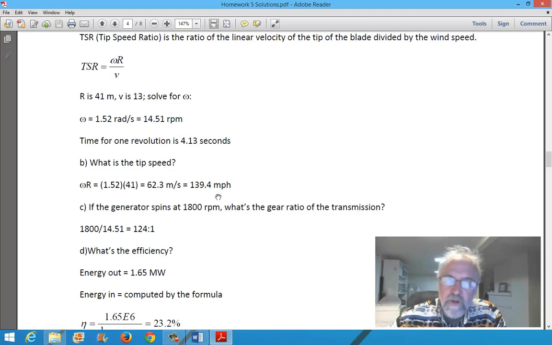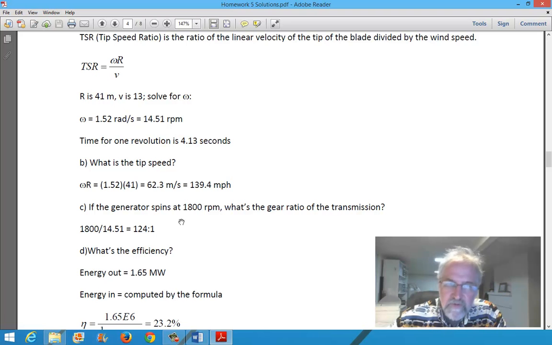So right around 140 miles an hour is how fast the tip of those rotors are running at this tip speed ratio. Tip speed ratio in its sweet spot, where it's getting the most energy, is probably closer to 6 or 7. So this is on the low side.